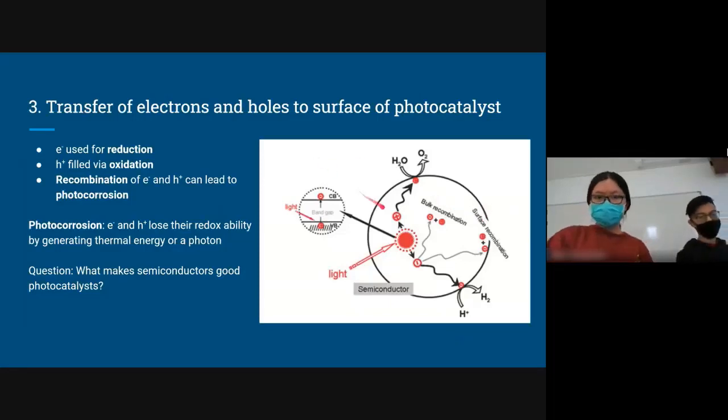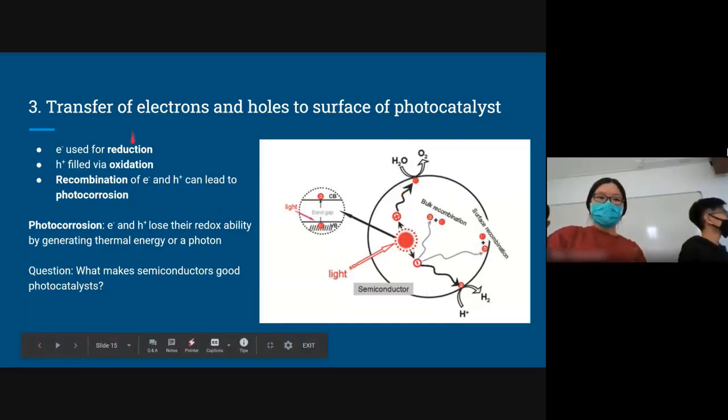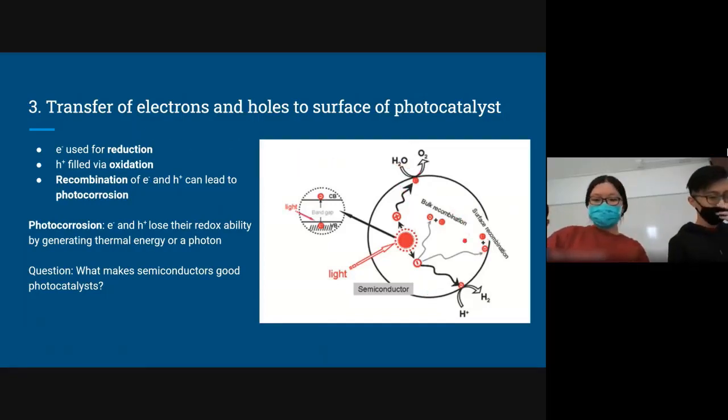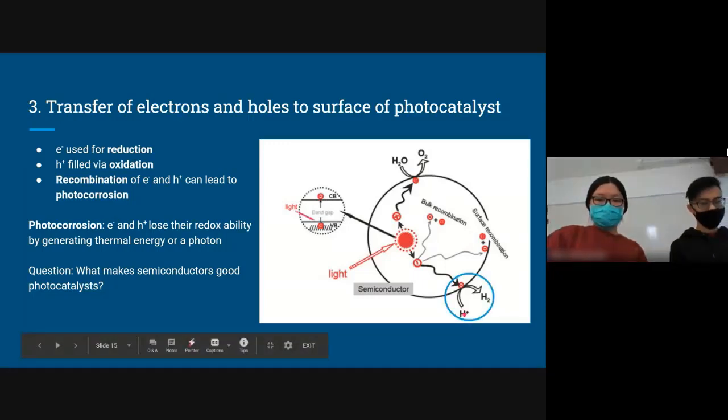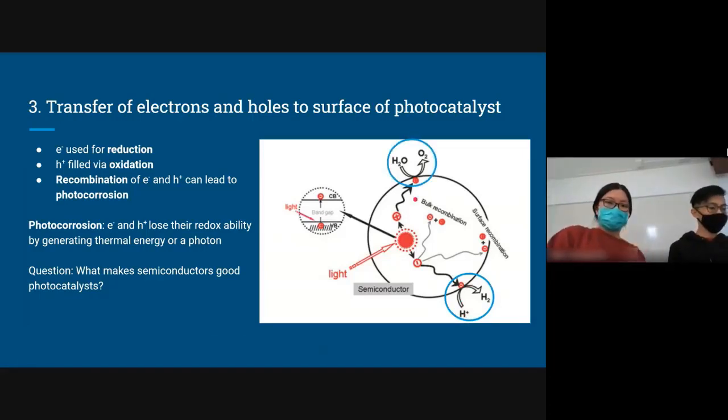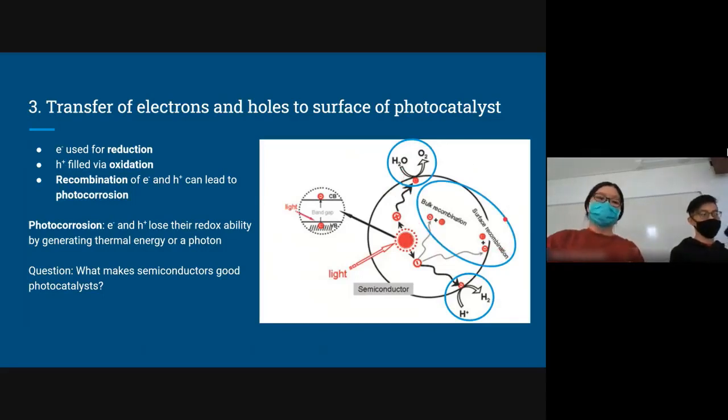After photoexcitation, the electrons and the electron holes can travel to the surface of the photocatalyst, where they are used for reduction and oxidation respectively. The electron can reduce H+ to H2, and the electron hole, which is electron deficient, can be used to oxidize water to oxygen. And there's also a third pathway, which is the recombination of the electron and the electron hole.